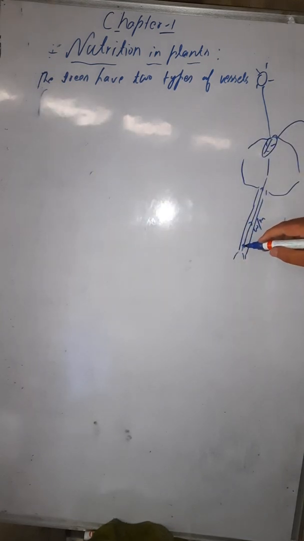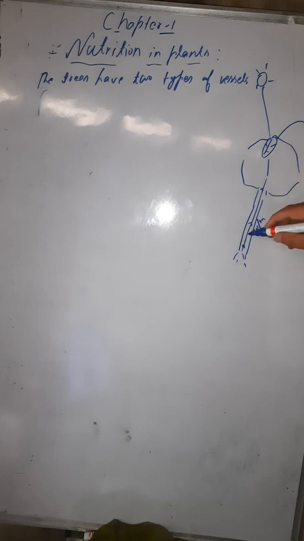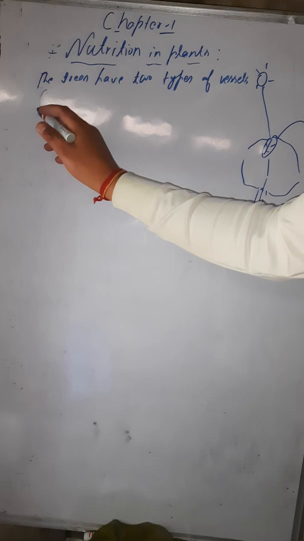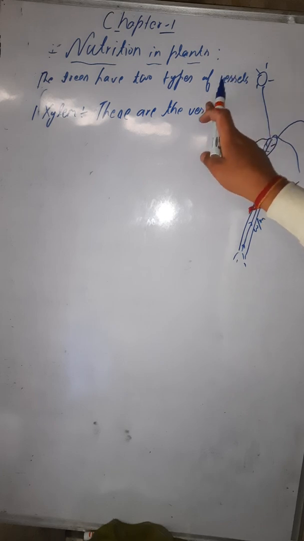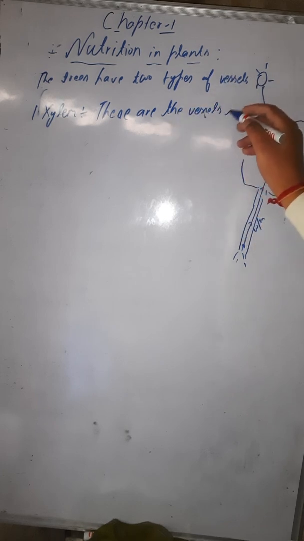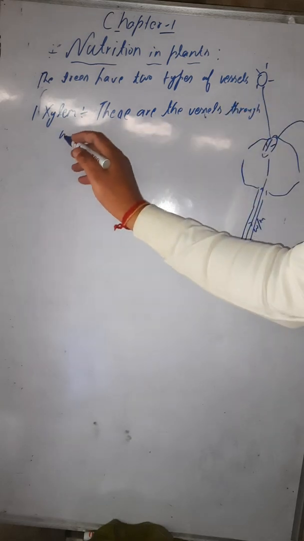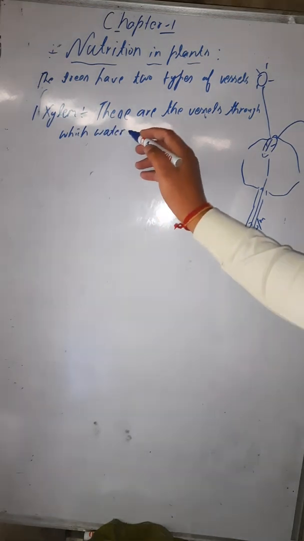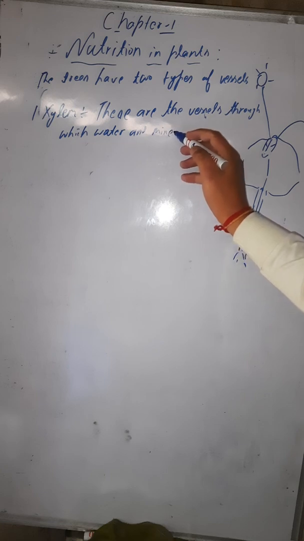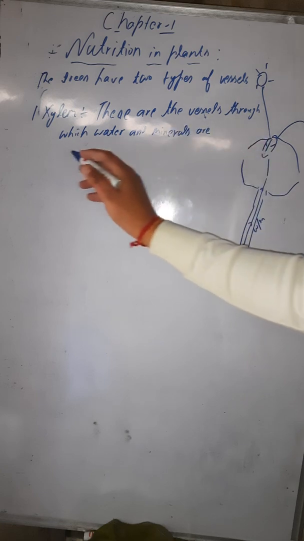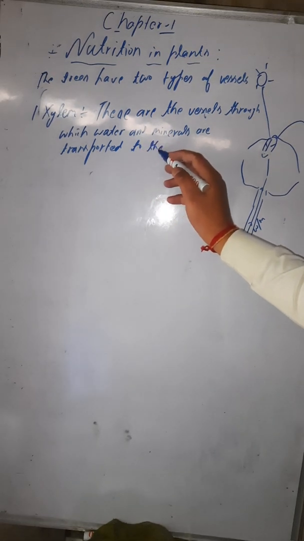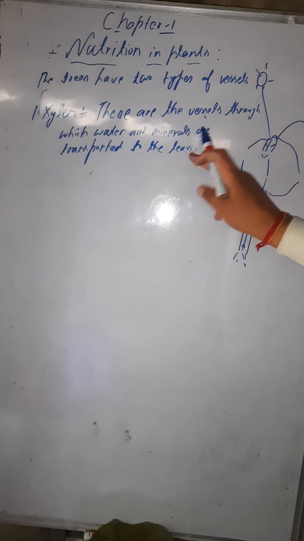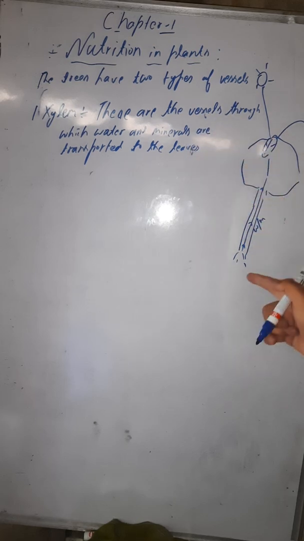First one, the vessel through which the water and the minerals from the roots go up. This vessel will be called xylem. So the first one is xylem. You can write, these are the vessels through which water and minerals are transported to the leaves. So the vessels through which the water and the minerals are transported are known as xylem.